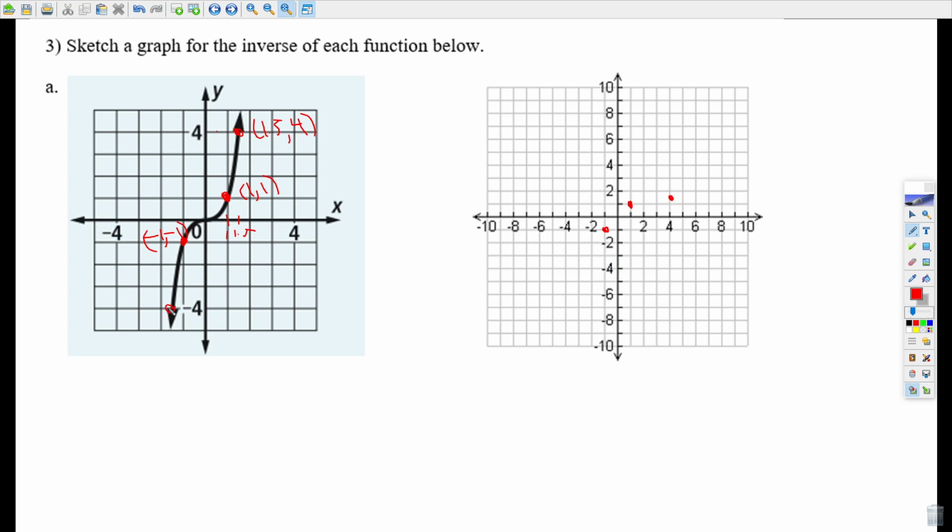You can do the same thing on this one down here. Flip that around. I'm sorry, this would be -1.5, comma -4. Then you flip that around. It'd be -4, -1.5 like this. So it'd be going like that. And that's our inverse. Not a great sketch, but hopefully you get the idea.